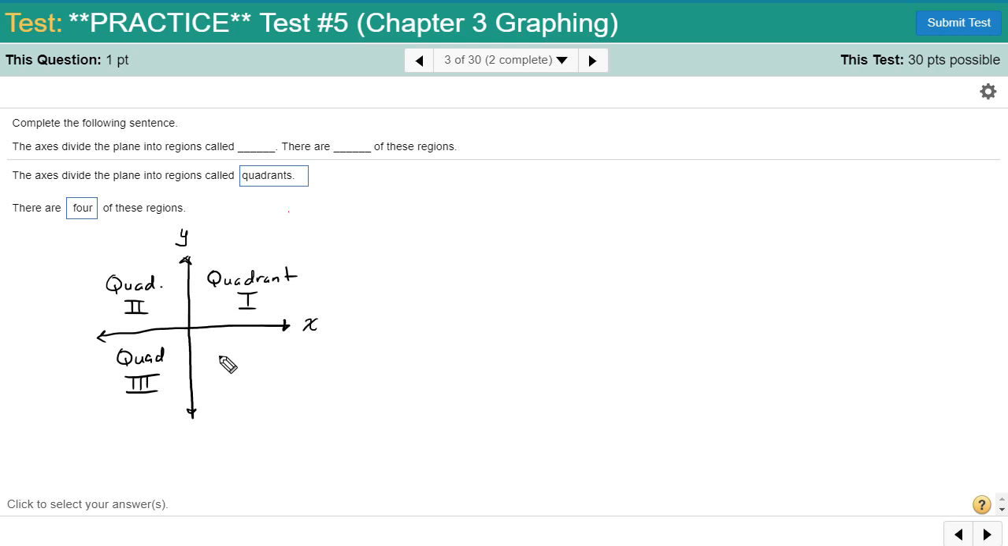And then last but not least, we will label quadrant 4. And traditionally, we always use Roman numerals to label our quadrants on our XY grid. So there we have it. The axes divide the plane into regions called quadrants, and there are 4 of these regions. 1, 2, 3, and 4. There we have it, question number 3.